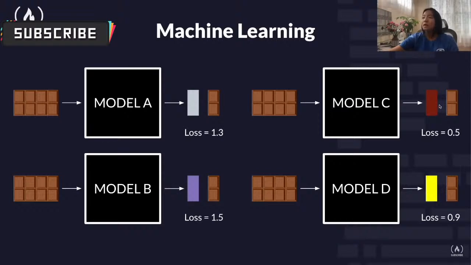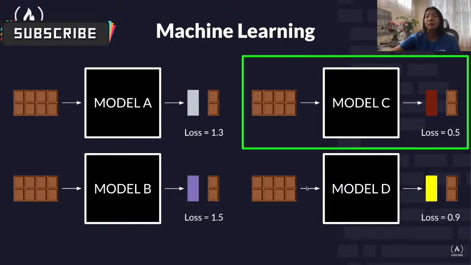Now this one here, it's pretty close. I mean, maybe not almost, but pretty close to this one. So that might have a loss of 0.5. And then this one here is maybe further than this, but still better than these two. So that loss might be 0.9. Okay, so which of these models performs the best? Well, model C has the smallest loss, so it's probably model C.